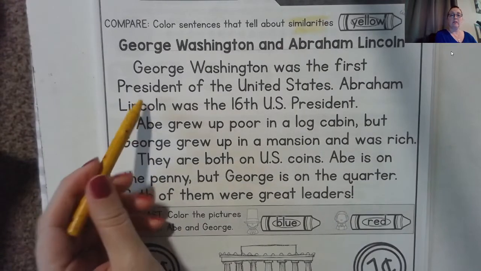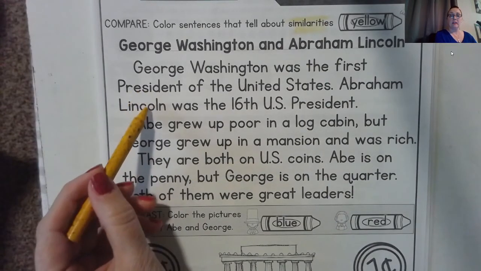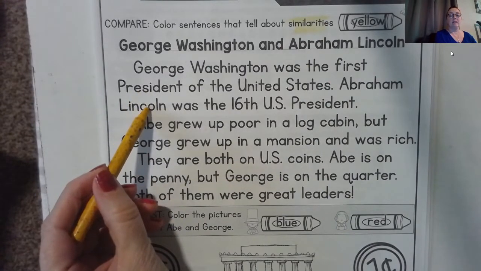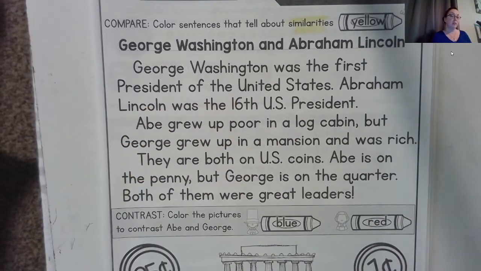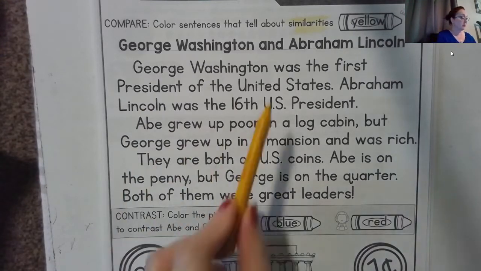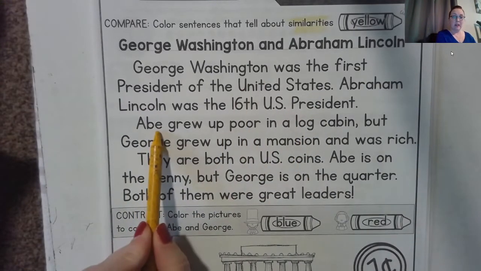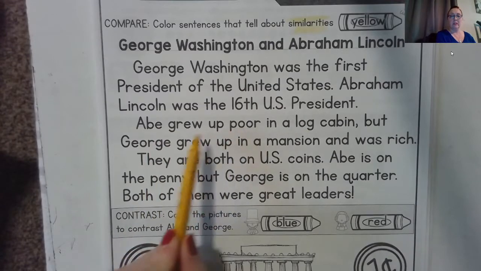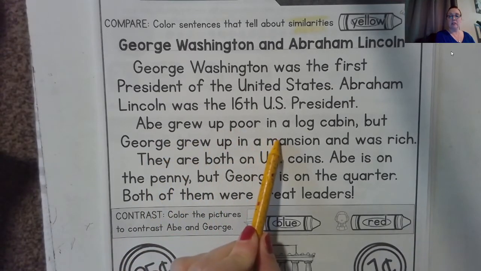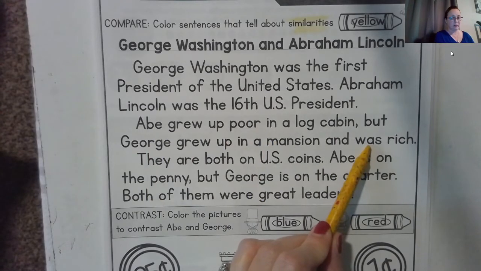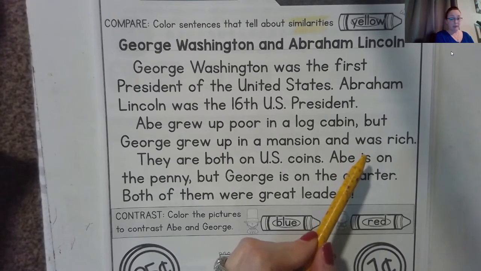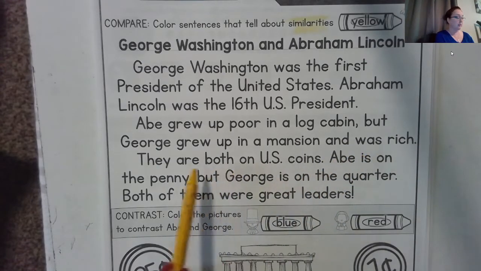George Washington was the first president, and Lincoln was the 16th. Are those similar or different? Those are different, so I'm not going to color that one. Abe grew up poor. George grew up in a mansion, and he was rich. Are those the same or different? Those are different, so I'm not going to color that one yet either. Whew, let's get to the next one.